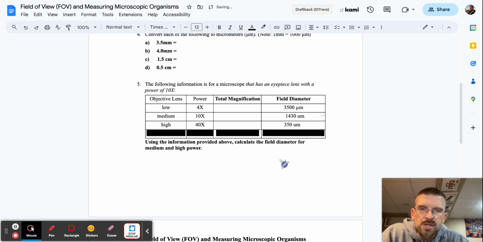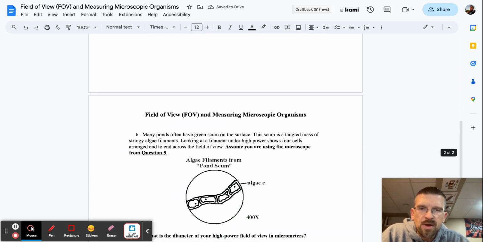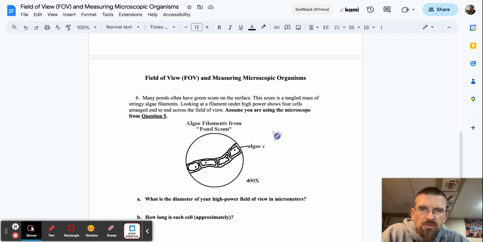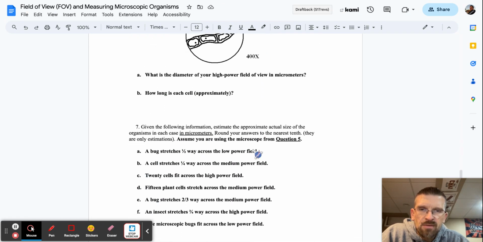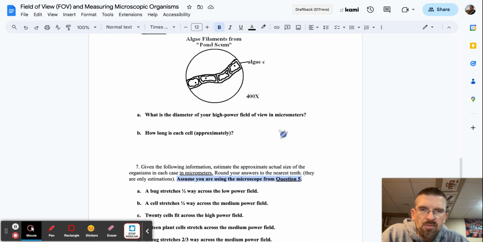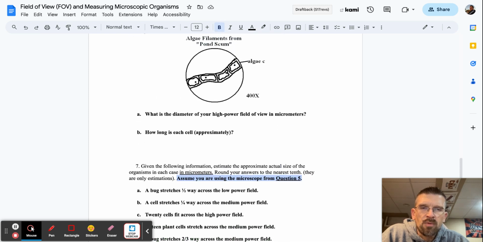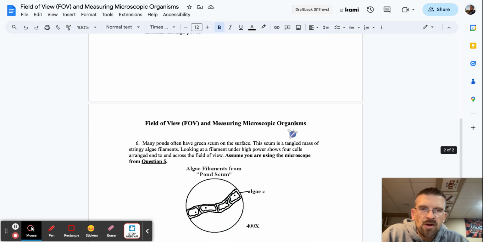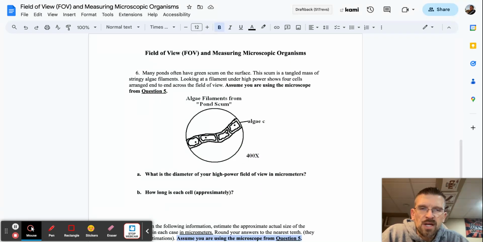the back page. One thing that the back page talks about, it says here in both questions 6 and 7, it says, assume you are using the microscope from question 5. It says that also here. So, again, both of these prompts are requiring you to go back and use these numbers. So, the trick for these calculations is which magnification are the observations taken in, okay?